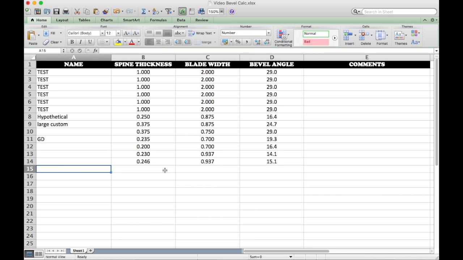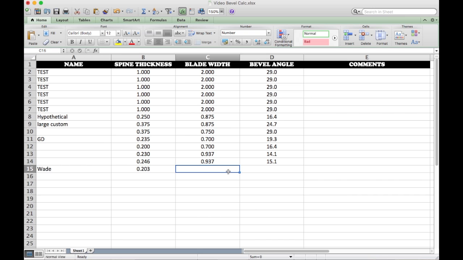Okay, here was another razor I just had last night. And it needed a little bit of work. I measured it up at 0.203. That was the spine thickness. The width was halfway between 5/8 and 6/8, which was, what is that, an 11/16? 11 divided by 16 is 0.687.